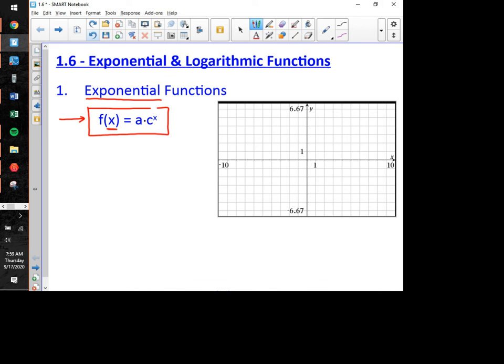So if we're trying to get a handle on what an exponential function looks like, the simplest exponential function we can draw would simply be f of x is equal to 2 to the x power.